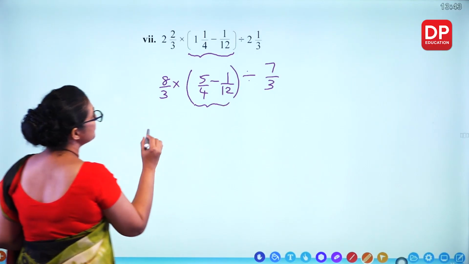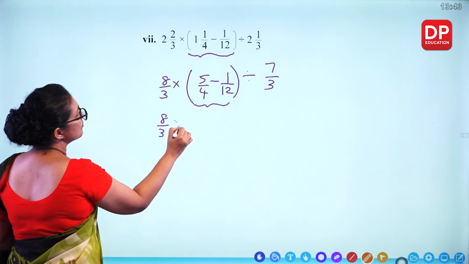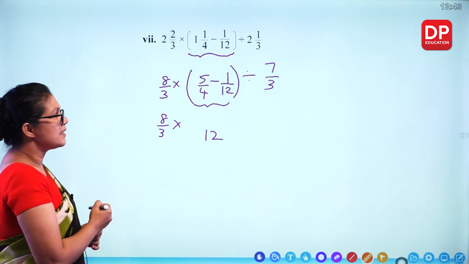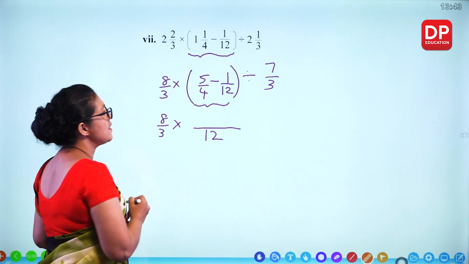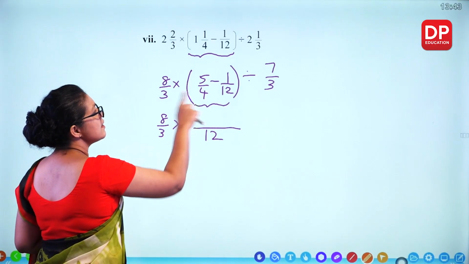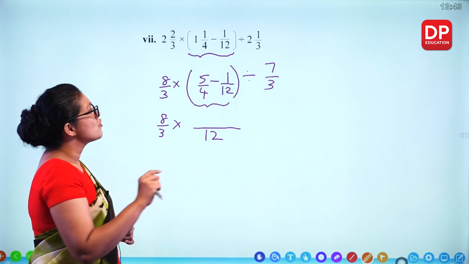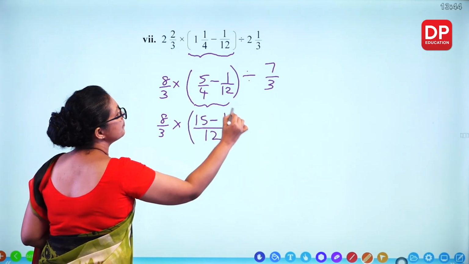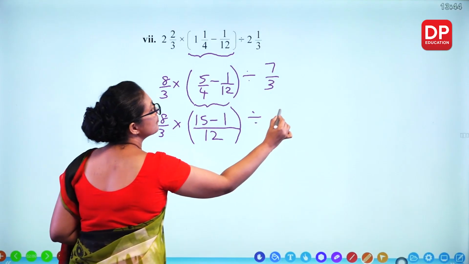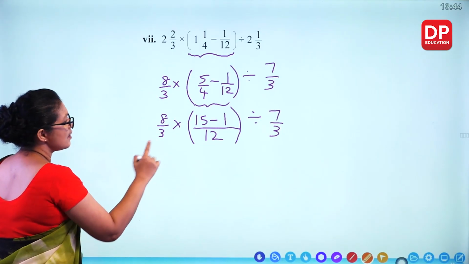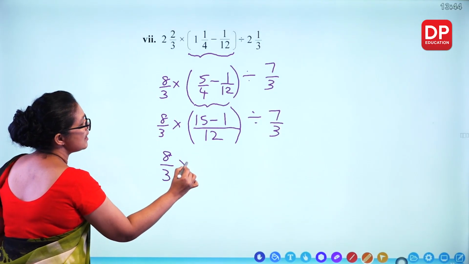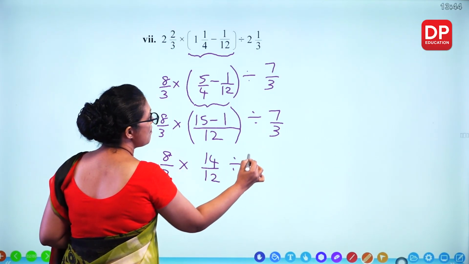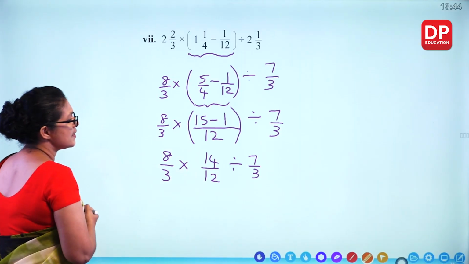This part. 12 is the lowest common multiple. So you get 12 here and then 4 times 3. So 3 times 5, 15. 15 minus 1. Now 8 over 3. 15 minus 1 is 14 over 12. Divide by 7 over 3.